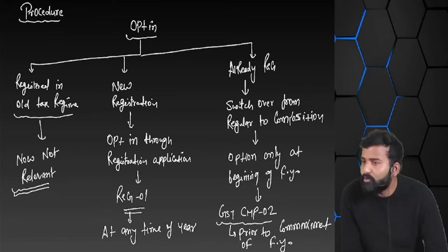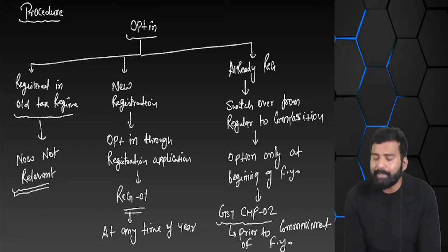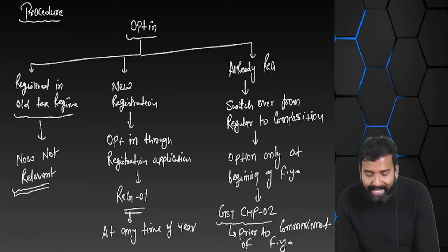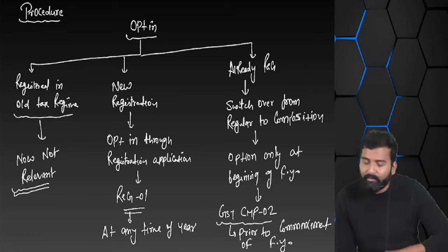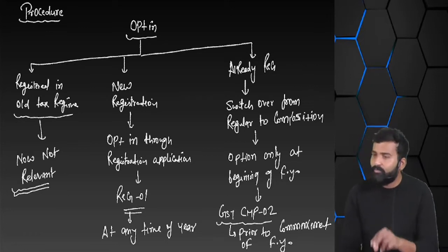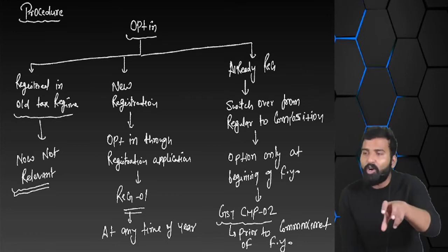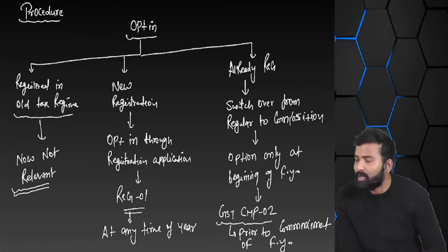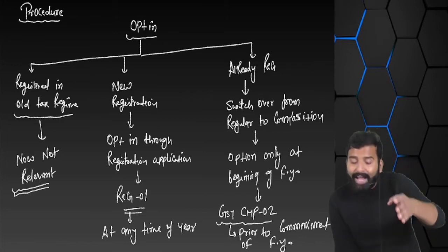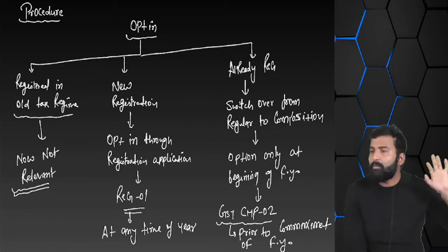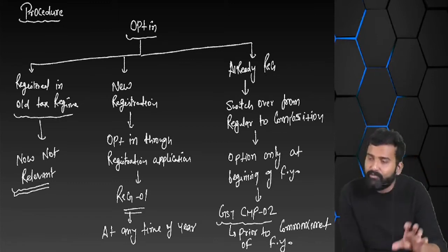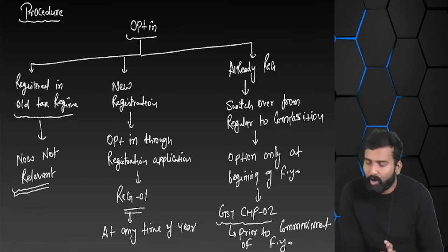Sir, what is the name of the form? The form number is CMP02, and it should be filed prior to the commencement of the financial year. For example, if we want to opt in for the composition scheme from 1st April 2022, I can file this form in March 2022 only, saying that I want to opt in for composition from April 22.